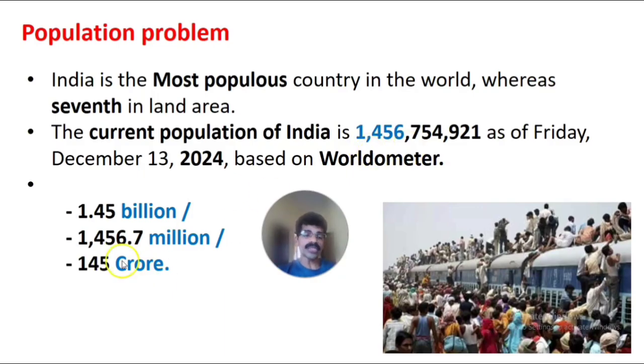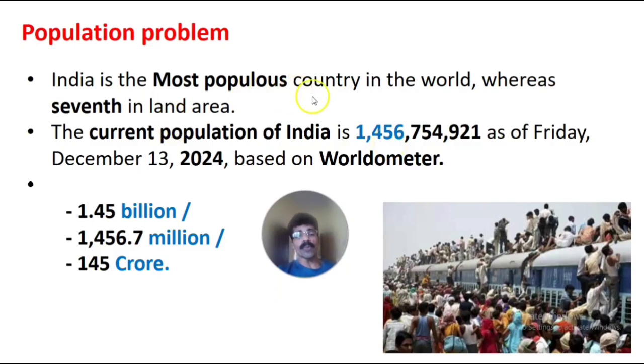So this population we can also tell in different standards, that is billion, million, crore, etc. When you consider it as a billion, we have 1.45 billion. See that 145, that is 1.45 billion. And in million, you can tell 1456 million population, 1456.7 million. Or you can just tell the first three digits, that is 145 crores. So that is the current population.